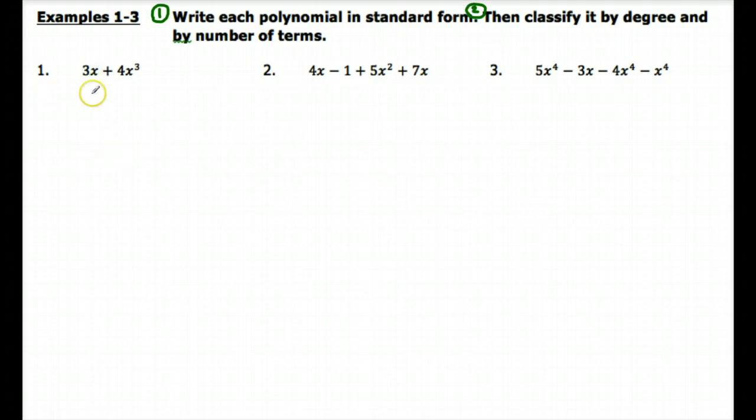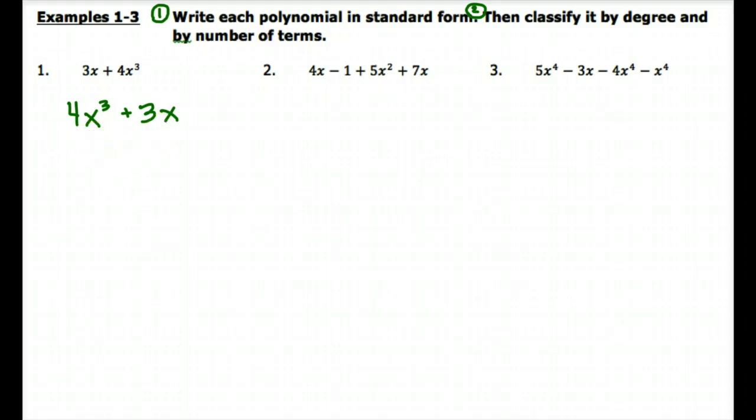So for number one, I have 3x plus 4x cubed. To write this in standard form, I need to start with the term that has the largest exponent, and that would be my 4x cubed. So that is going to come first, and then my second term is going to be this plus 3x here. So this is the polynomial in standard form, 4x cubed plus 3x.